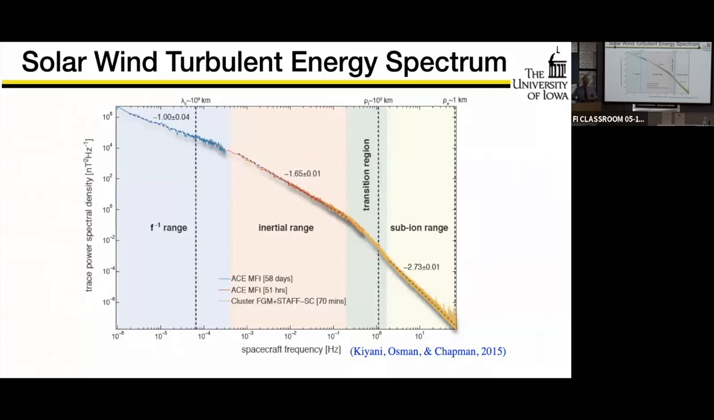We want to understand the dynamics behind all of this, and why the spectrum looks like this. This is an incredibly clear example, and there's a lot of physics underlying it. We want to know what that is.